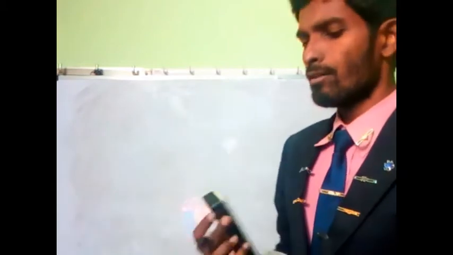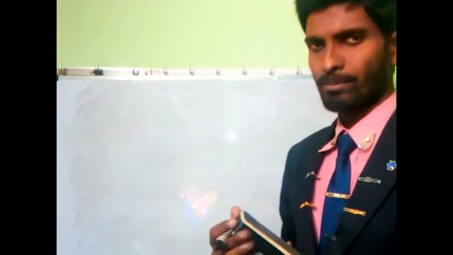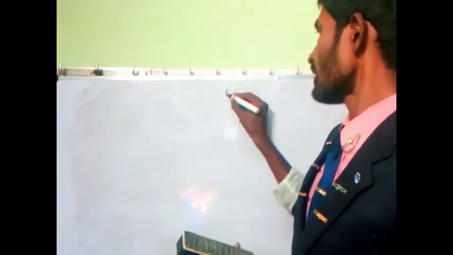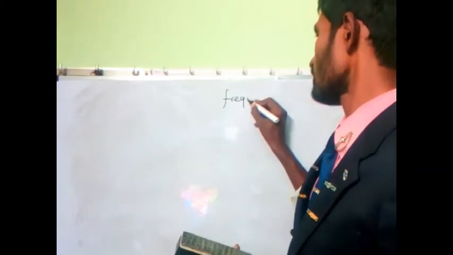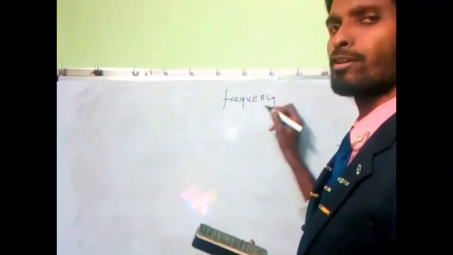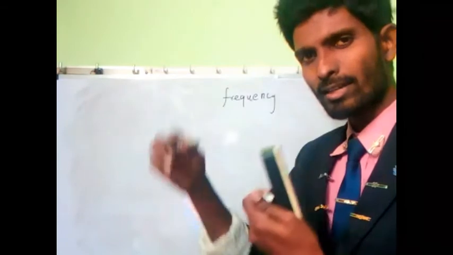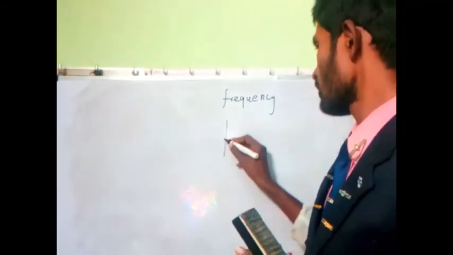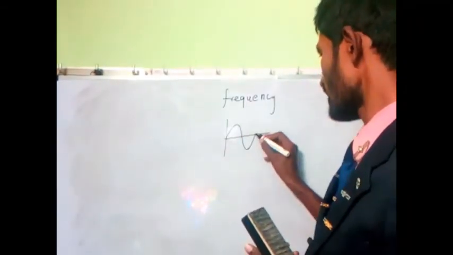The signal has very important characteristics. That means I have the characteristic of frequency. Frequency means what? One cycle of this signal. Look here, this is a cycle.